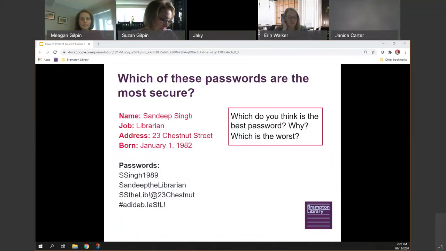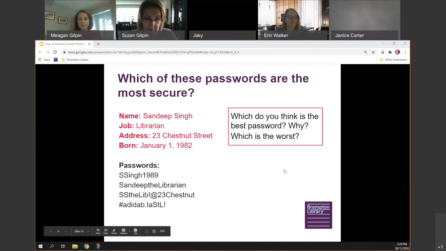All right, so let's do a little bit of a quiz. I'm going to test you guys a little bit. If you want to unmute yourselves to answer this, can you tell me which of these passwords are most secure? So up here we have the name of the person, Sandeep Singh. They're a librarian. They live at 23 Chestnut Street, and their birthday is January 1st, 1982. Which of these passwords do you think is the most secure, and which is the worst? Anyone venture to guess? Oh, I'm going to unmute.